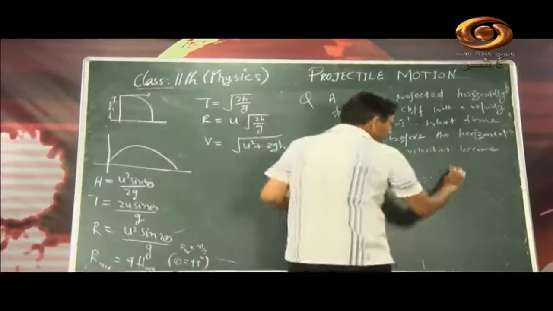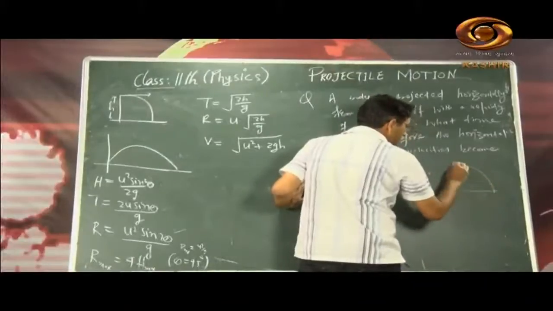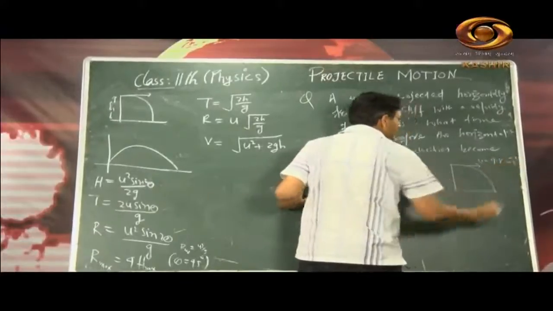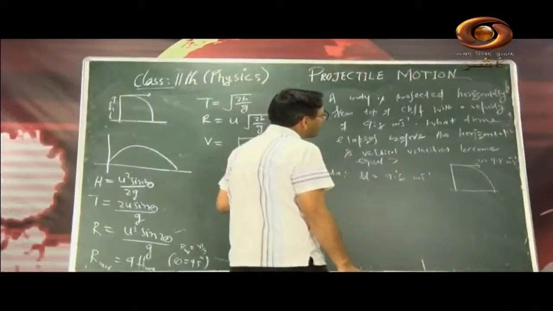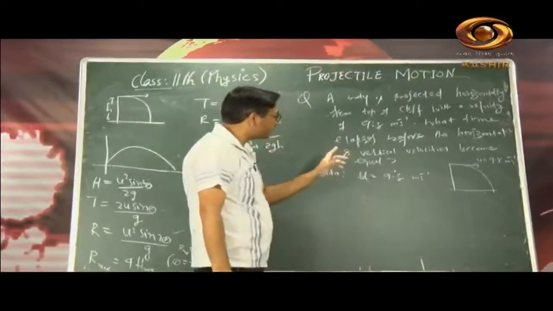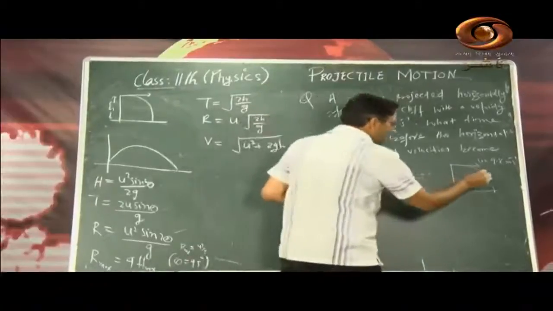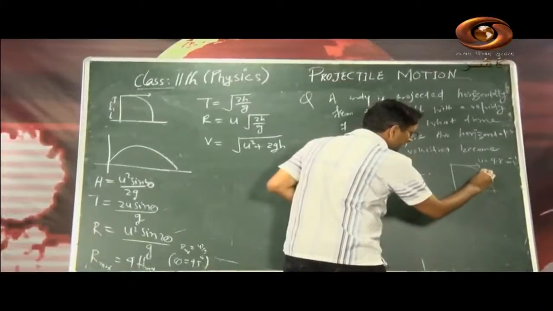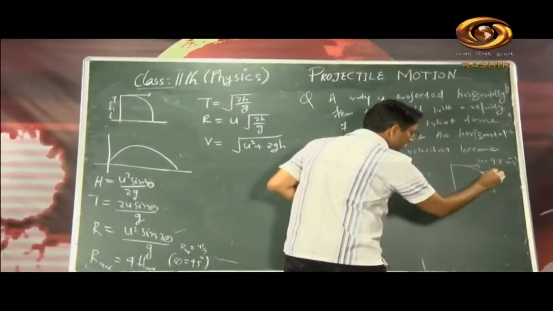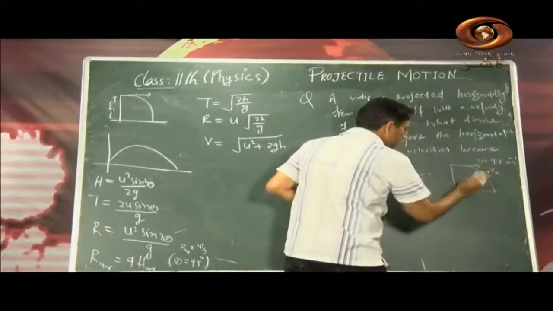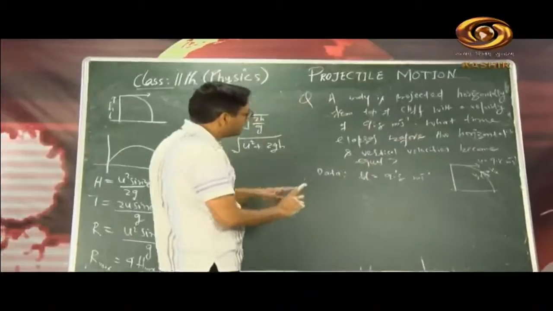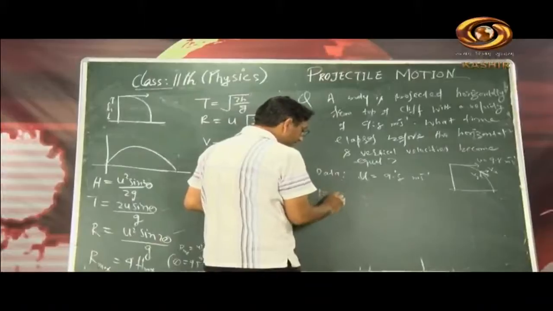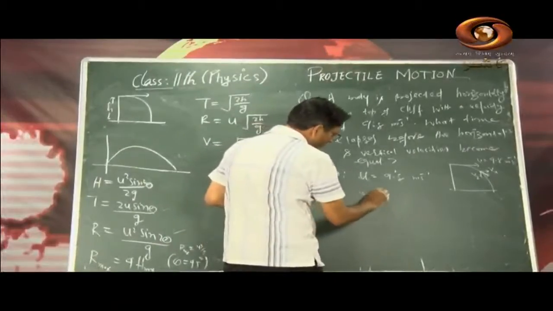So let us first do it like this. The body is projected like this, with initial velocity u equal to 9.8 meter per second. We have been asked what time elapses before the horizontal and vertical velocities become equal. If at some point the velocity is v, this is its tangent. This is the horizontal component Vx and this is the vertical component Vy. हमें बताया गया कि किस टाइम पे ये दोनों इक्वल हो जाएंगे. I will show you the proof. We know that v is equal to u plus at.